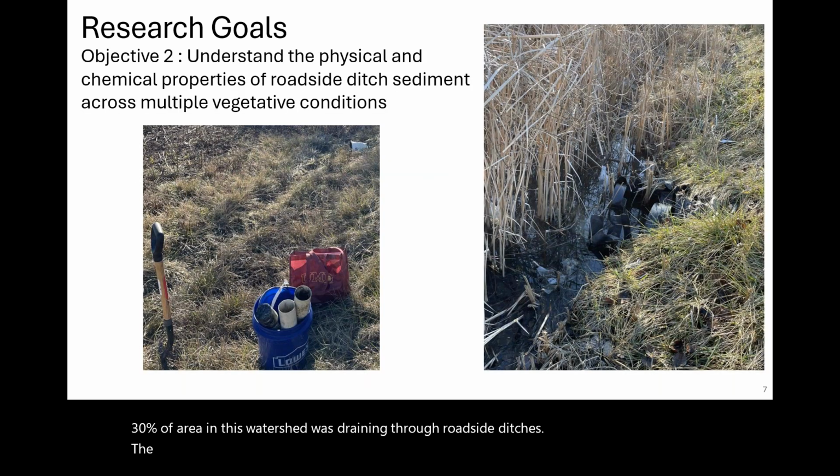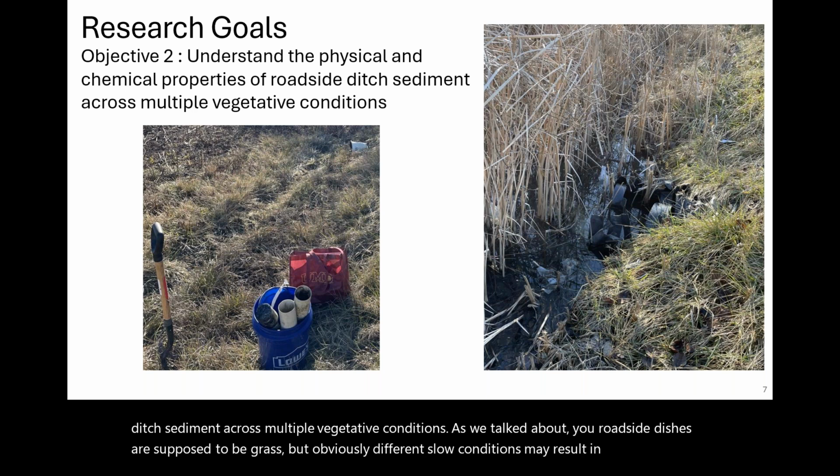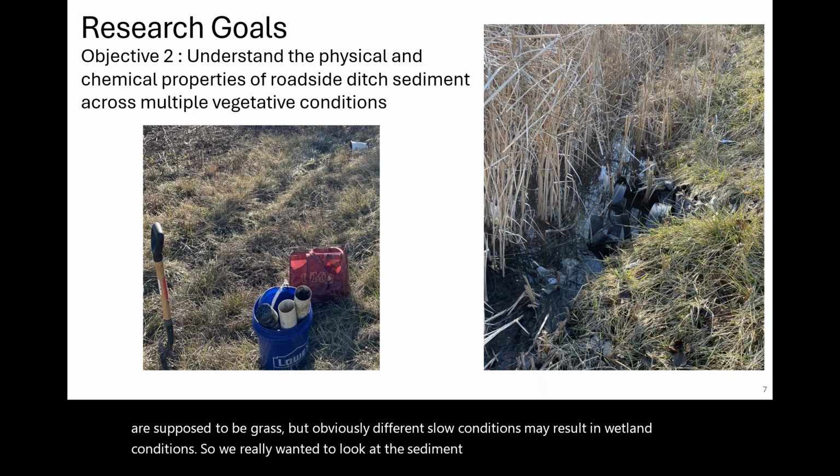The second objective was to understand the physical and chemical properties of the roadside ditch sediment across multiple vegetative conditions. As we talked about, roadside ditches are supposed to be grass, but obviously different slope conditions may result in wetland conditions. So we really wanted to look at the sediment properties between these two conditions and see if there were any differences there.